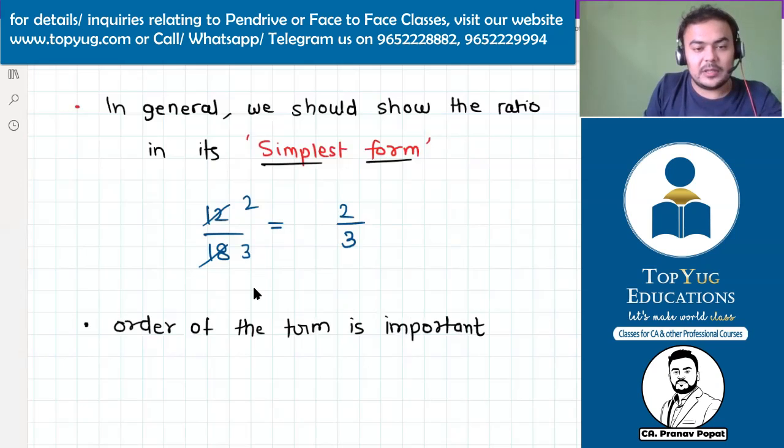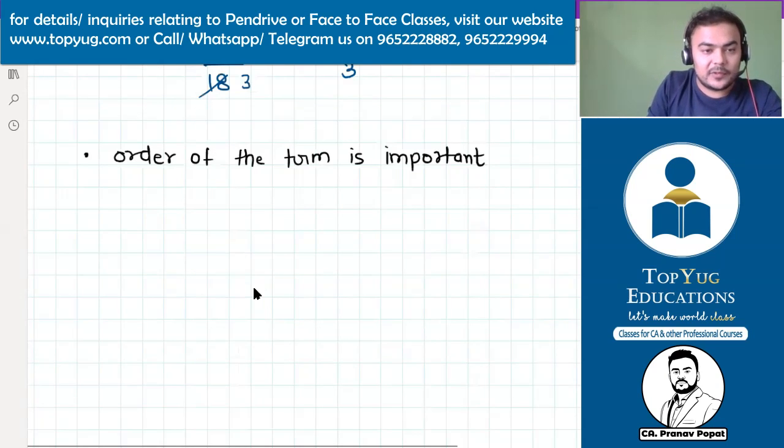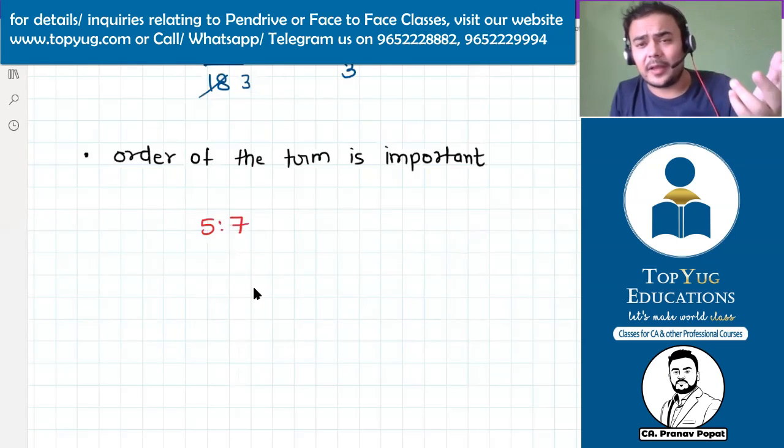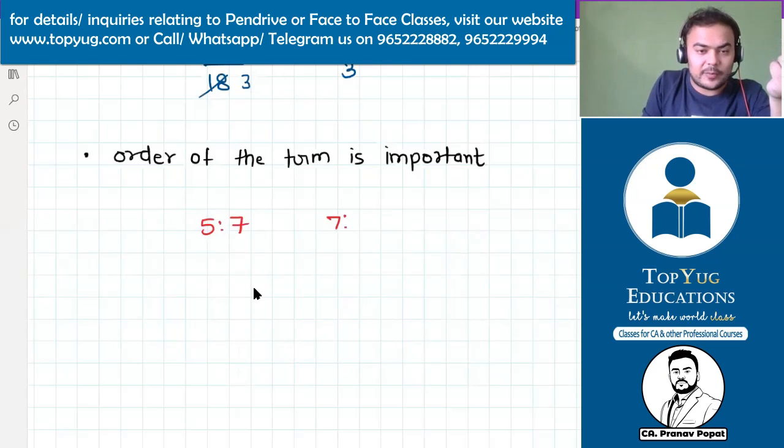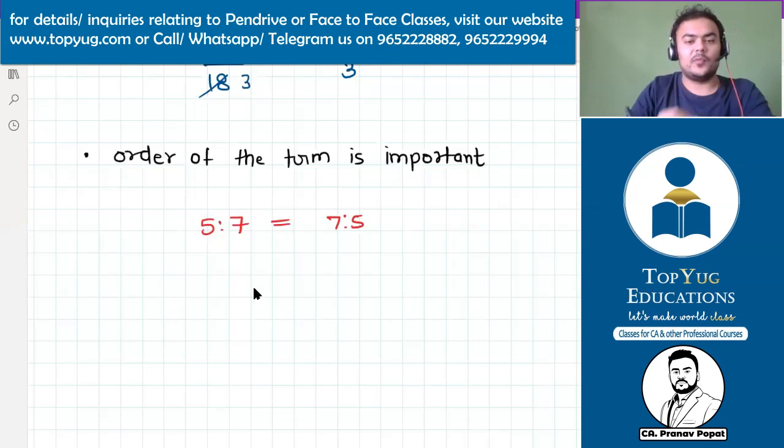Sir, what does this mean? See, if we have a ratio 5 ratio 7, can I say that whether you write 5 ratio 7 or you write 7 ratio 5, both are same, right? Both are same.